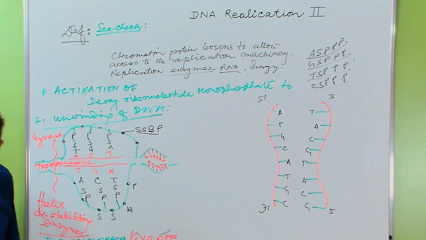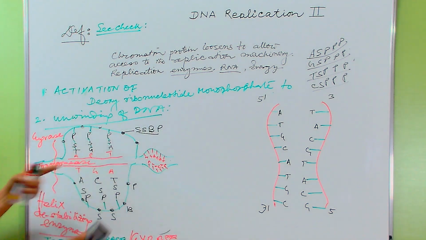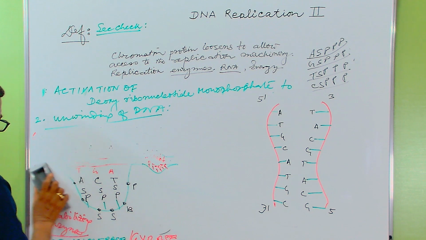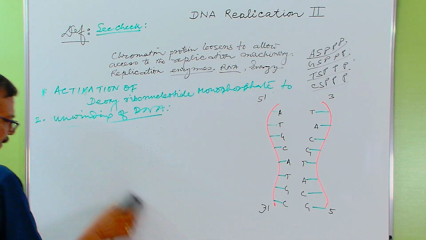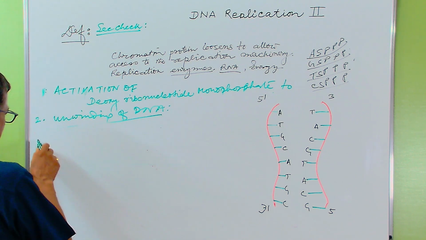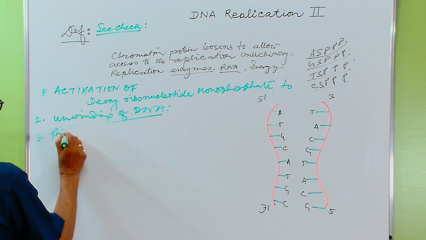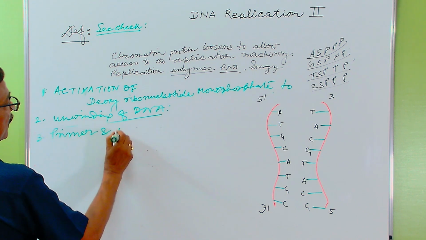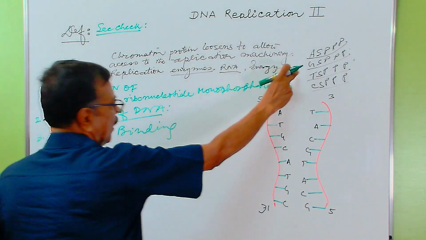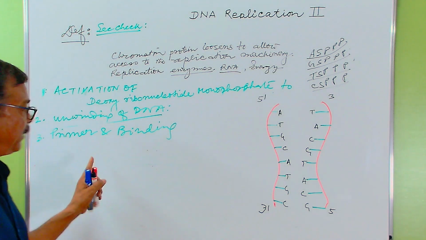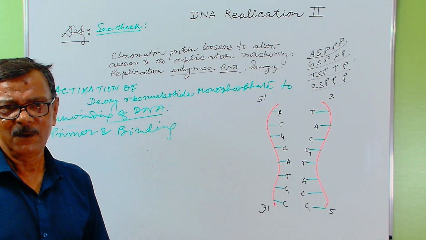So, in the next step, you write, this I am erasing. Number 3, you write primer and binding. So we have got the building blocks, but still we do not have primer. Why is primer required? Why?